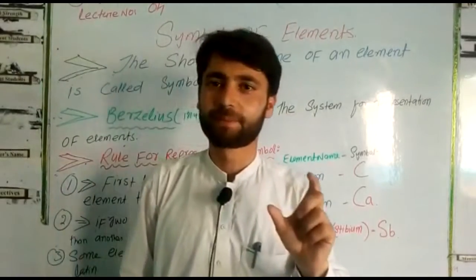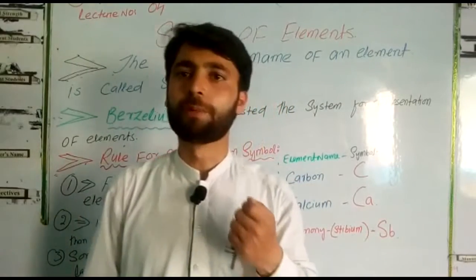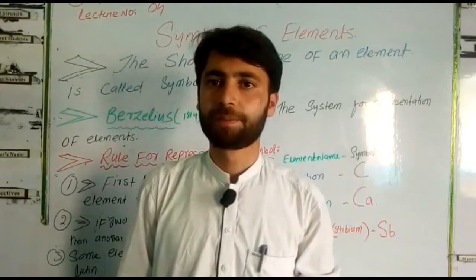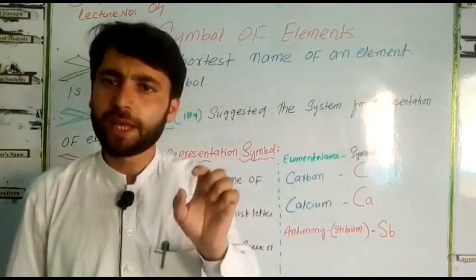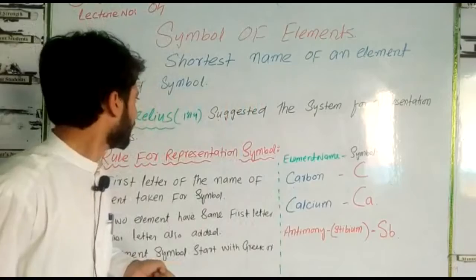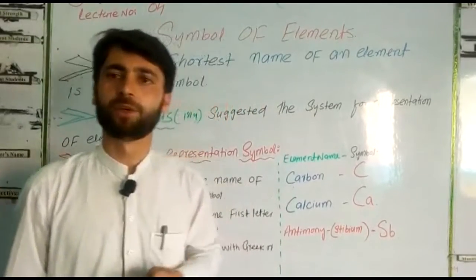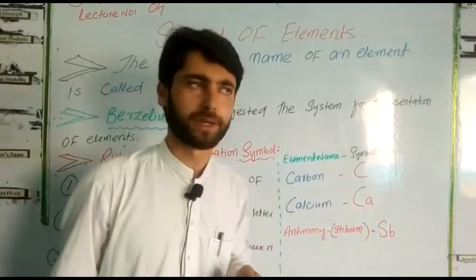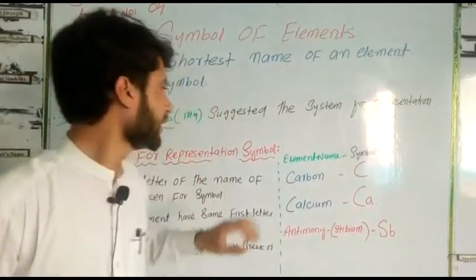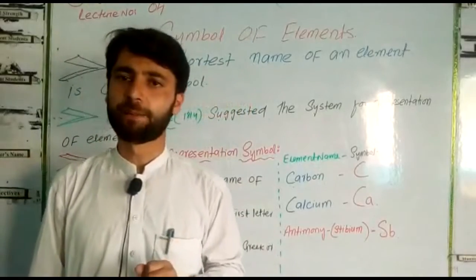Any shortest name of an element. It is an easy method to memorize an element by means of its symbol. So the shortest name of any element is called its symbol. And who suggested the symbol for the element? The scientist Berzelius, in 1814, suggested that system for the representation of an element.